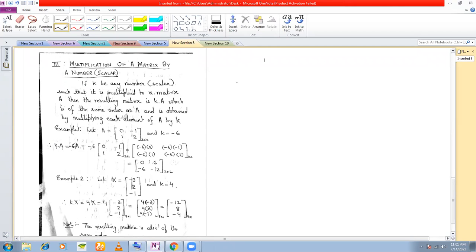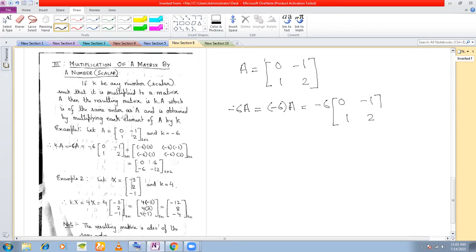Okay, so moving on to scalar multiplication. Suppose I take the matrix A as 0, minus 1, 1, 2. Suppose I want to find out minus 6A. How do you find out minus 6A? Minus 6A is nothing but minus 6 into A, which is equal to minus 6 into this matrix 0, minus 1, 1, 2. Now when we want to find out this, we multiply minus 6 with each element.